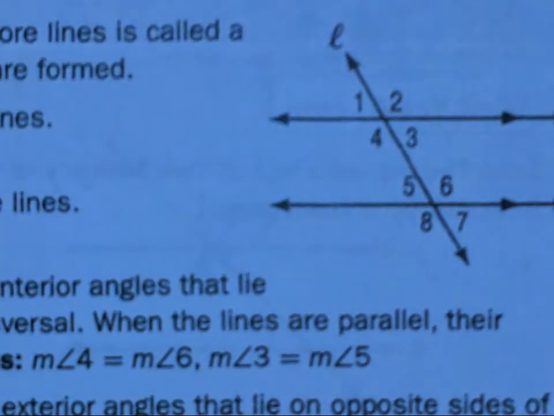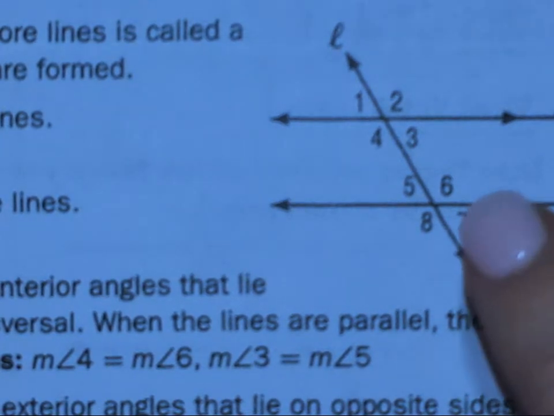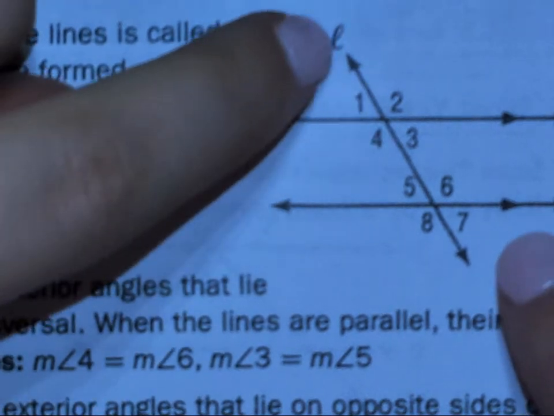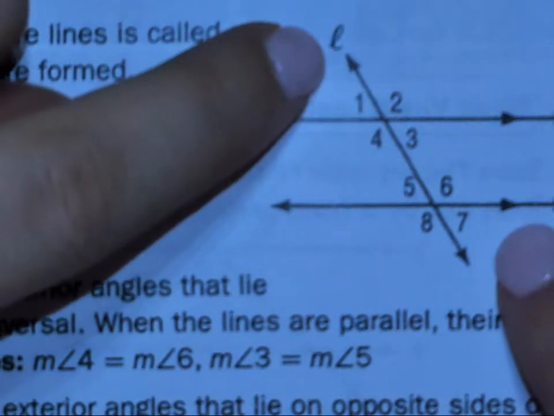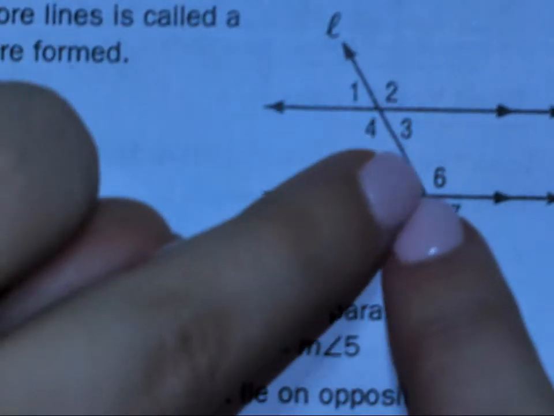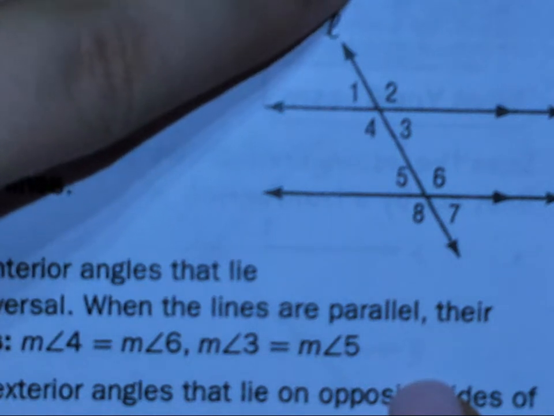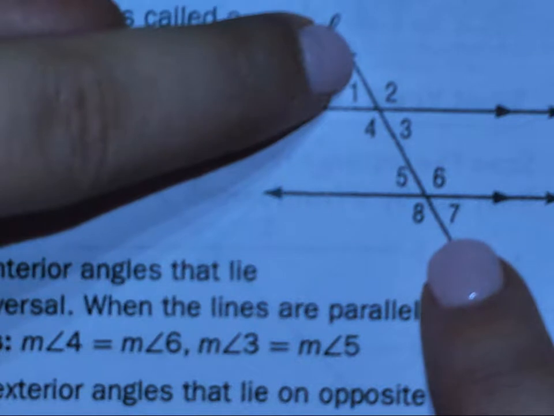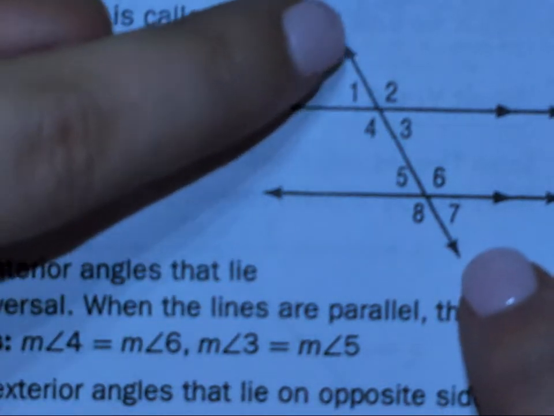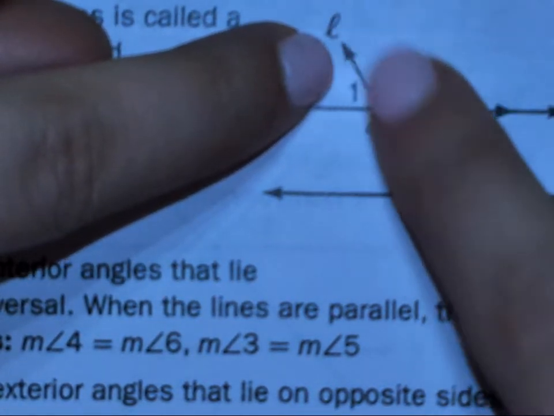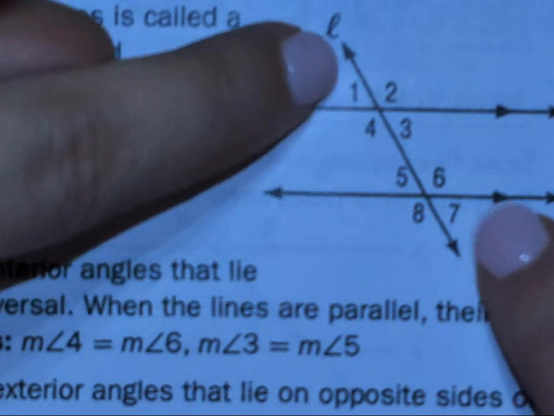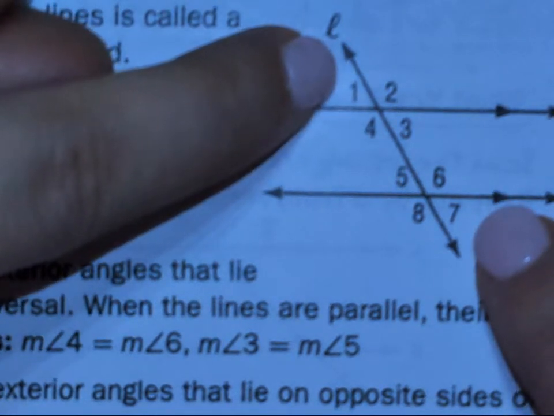Okay. Then we have alternate exterior angles. So alternate, remember they're on opposite sides of that transversal. And then exterior means they're laying outside of those parallel lines. So 1 and 2 and 8 and 7 are exterior. And then alternate means that 1 and 7, they're on the opposite side of that transversal. So 1 and 7 are alternate exterior angles.